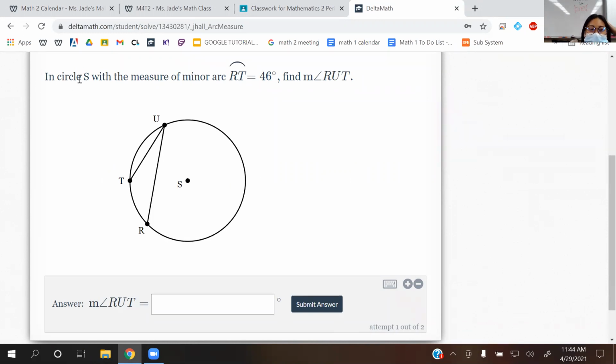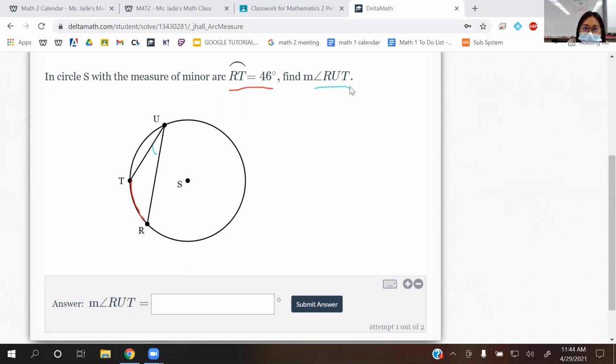Okay, so this says in circle S, the measure of minor arc RT is equal to 46 degrees. Let me label that over here. RT is that one. We want to find the measure of angle RUT. So that, I'll do in blue, that's this angle. We're trying to find that angle.